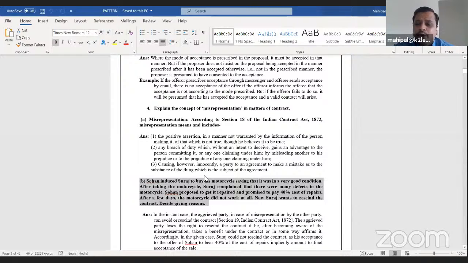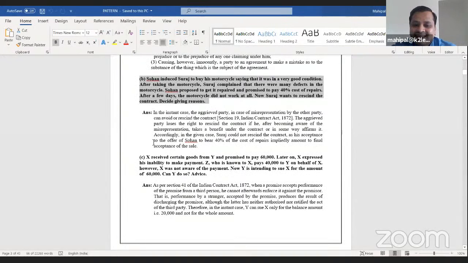Clear? Okay, how many of you read this question? Sohan induces Suraj. Have you read this question? Can Suraj put an end to the contract? No, no, no, no. On what ground? Once accepted cannot be rejected. Once rejected cannot be accepted. Accepts to bear the causes. Good.